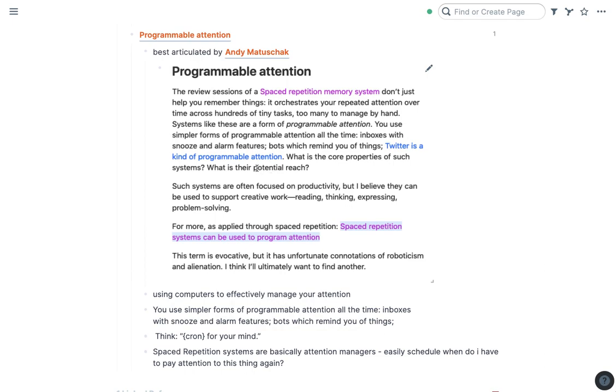So you already do that with the simpler forms of programmable attention, like you snooze things in the inboxes, or you use bots that remind you of things. So you can think of this as a cron for your mind. Spaced repetition is basically attention managers on steroids. So you can easily use them to schedule when you have to interact with a particular piece of information. So I find this very powerful, and I incorporate it in my Roam usage extensively. I hope you will find it useful as well.